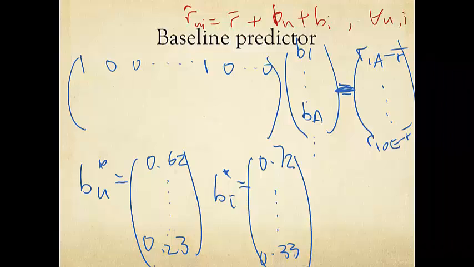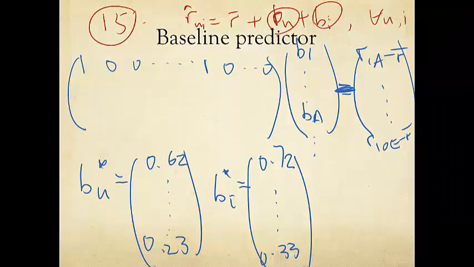Okay, so we got how many? 10 of these parameters and 5 of these parameters. Got 15 parameters in this case for the baseline predictor. And we're going to pick the right baseline predictor parameters bu star, bi star by solving a least square problem.